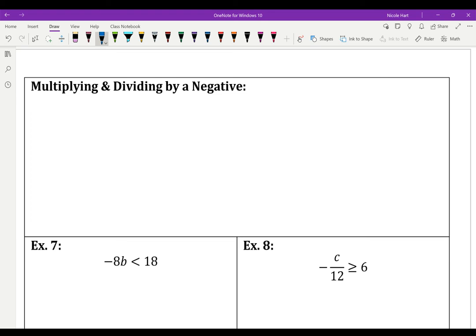Okay, last thing for today, we are going to multiply and divide by a negative. So when we multiply and divide by a negative, there is a special rule we have to follow.